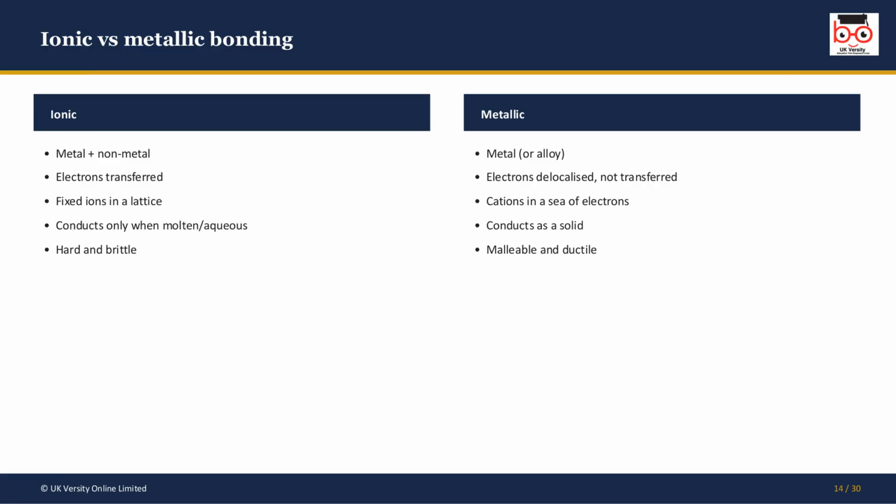Metallic bonding is in a metal or alloy, with electrons delocalized rather than transferred, giving cations in a sea of electrons. It conducts even as a solid, and it's malleable and ductile. The key difference is transferred electrons versus shared, mobile ones.